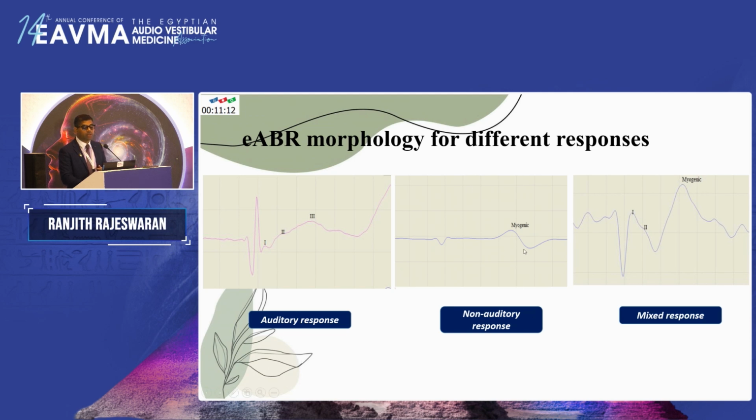And usually the non-auditory responses, you see this is pure non-auditory, is much larger. The myogenic response is much larger than the auditory. And this is a mixed response. You have auditory and also non-auditory myogenic. See, it's always larger and longer in latency.